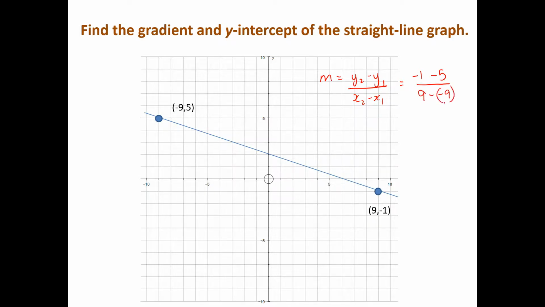It doesn't matter which ones you call 1 and which ones you call 2, as long as it's the same way round. So you can see here I've got one set of coordinates, -1 and 9, and here the other set, 5 and -9. They're above each other. It helps us to keep it straight. And so -1 take away 5 and 9 take away -9.